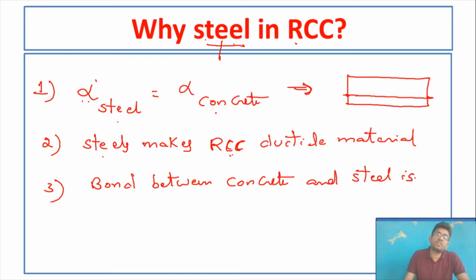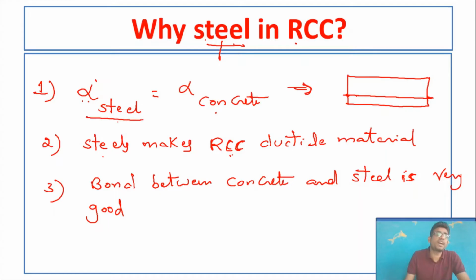Suppose the bond is not there. Even though the materials are good, they will not resist the loads. As the bond is good between the concrete and steel, stress transfer will take place. So that's why RCC acts as a good material. So the bond between concrete and steel is very good. So these are the three reasons why we have to use steel in the RCC.